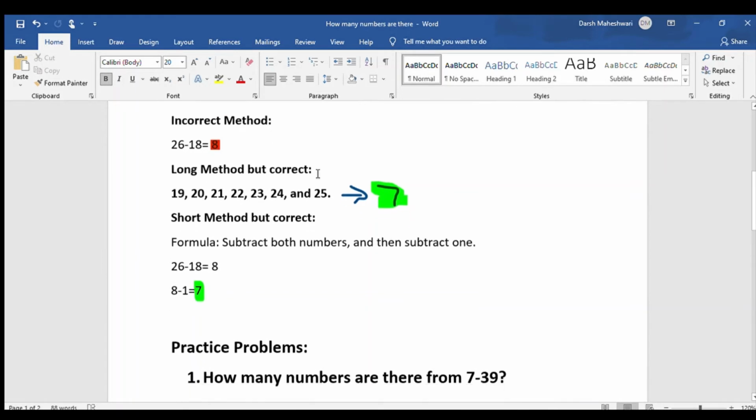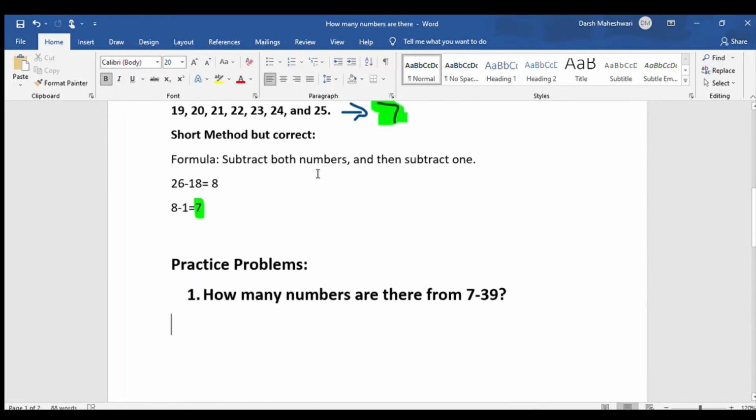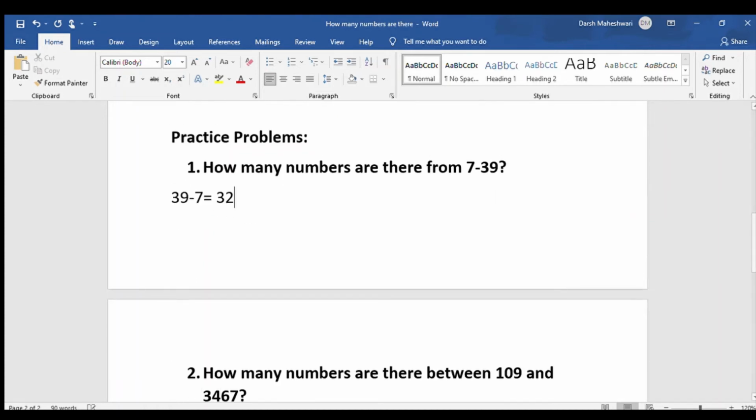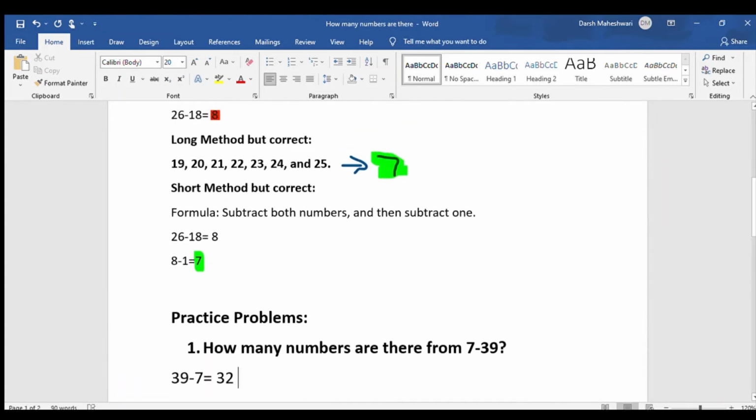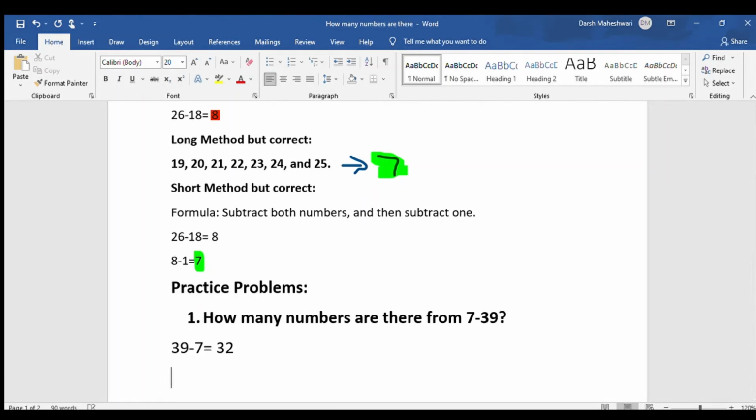So let's look back to the formula. Subtract both numbers. 39 minus 7, always start with the larger one. When you subtract 39 and 7, you'll get 32. The next step is to subtract 1. Okay, let's go ahead and subtract 1. 32 minus 1 equals 31.